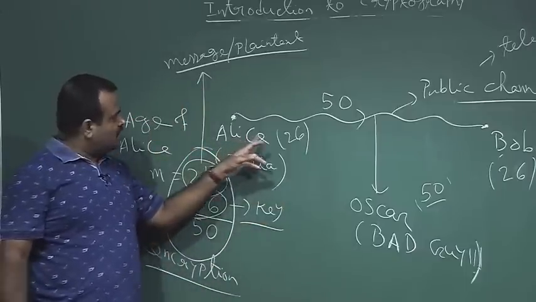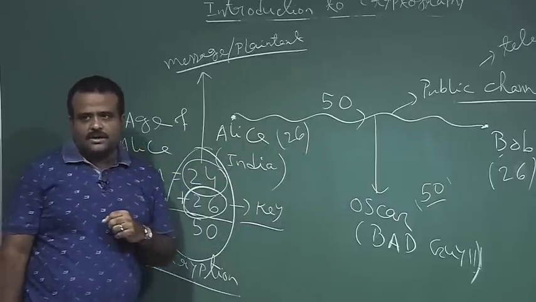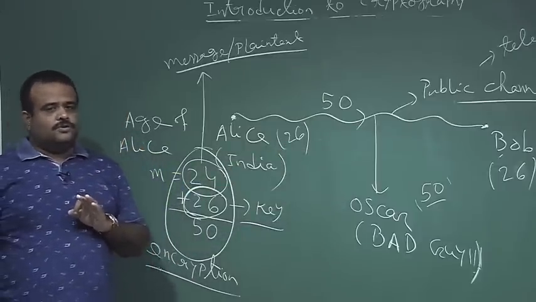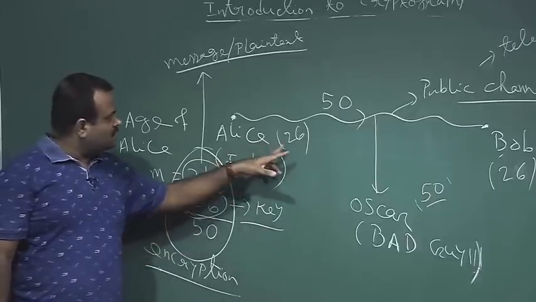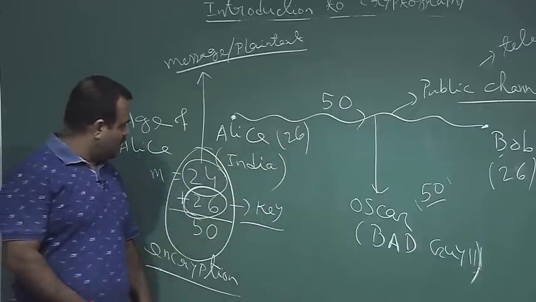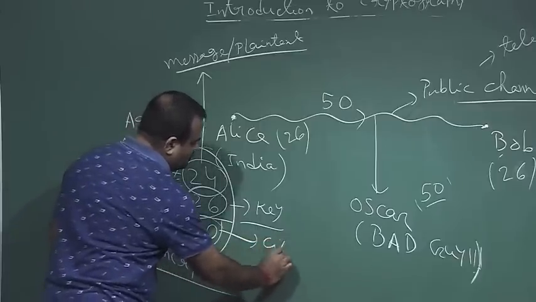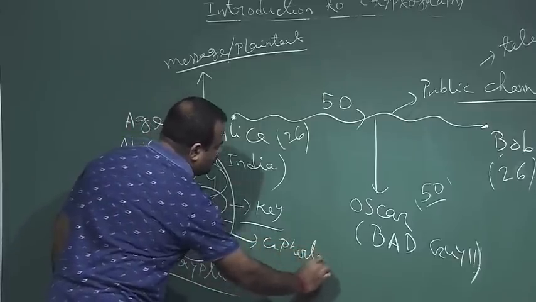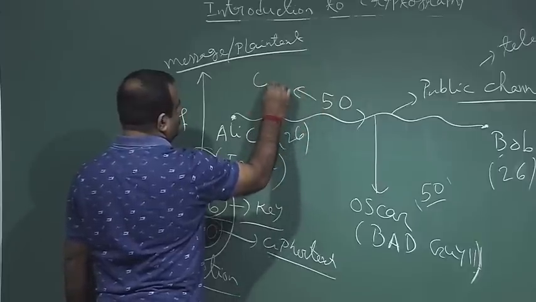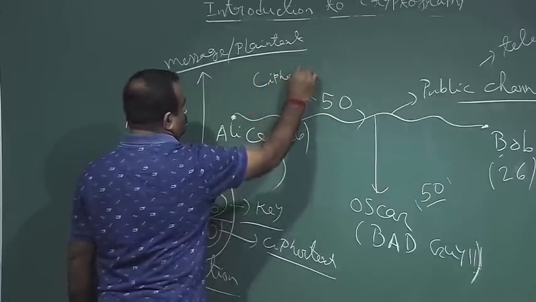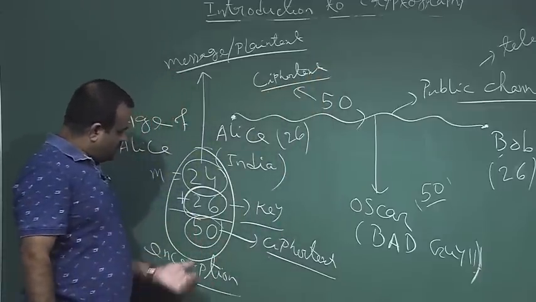So, how they will agree on this common key is another issue. That has to be done in a secured way, otherwise it will be revealed by the third party. And after encryption, the output is called ciphertext. So, this 50 is the ciphertext. This ciphertext is the output after the encryption algorithm.